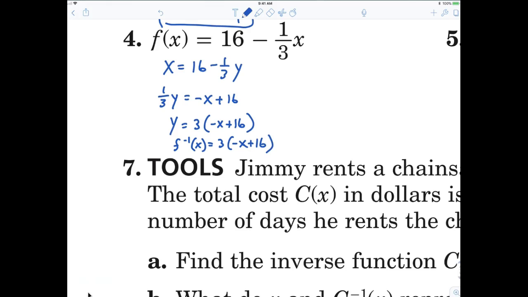I don't get how it's just 3. Well, the reciprocal of 1/3 is what? 3 over 1. And 3 over 1 is 3.